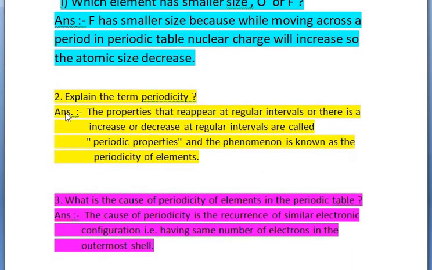Now we are moving on to the second question, which is to explain the term periodicity. They are asking for the term periodicity. So the property that reappears at regular intervals, or where there is an increase or decrease at regular intervals, is called a periodic property. For example, I gave you an example in the previous video for the meaning of periodicity. Periodicity means something that will come after a certain period of time.